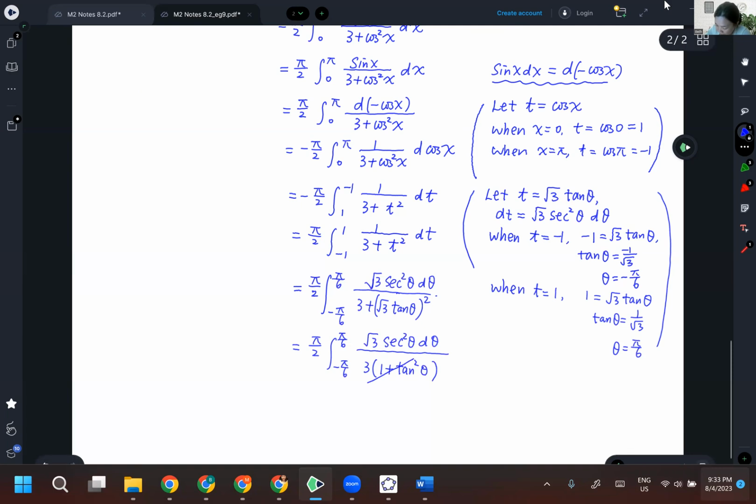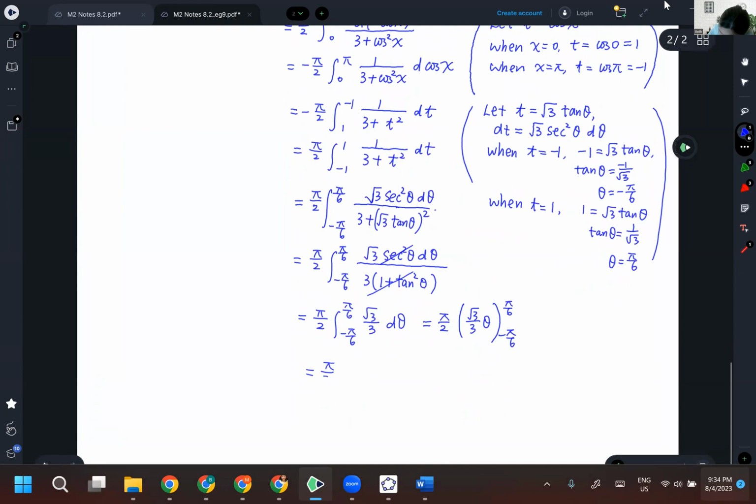And finally, this one is okay. And that is π/2 from -π/6 to π/6, √3 divided by 3 d theta. So in the end, it's π/2 √3/3 theta from -π/6 to π/6. This value is π/2 times √3/3 π/6 minus √3/3 times -π/6. So in the end, √3/18 pi squared is the answer.